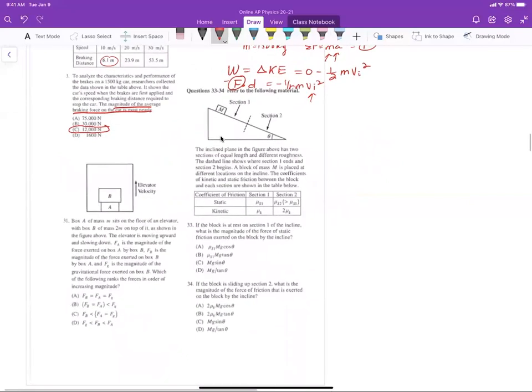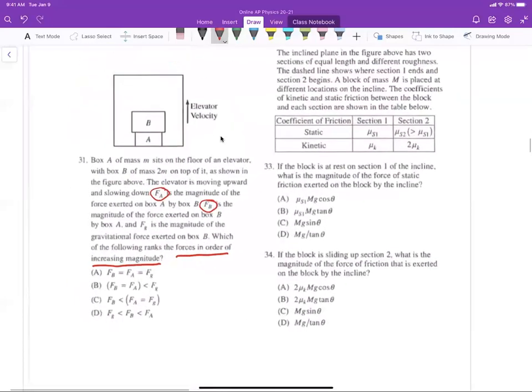Number 31, we have 2 boxes. They're sitting on an elevator. Which of the following ranks the forces in order of increasing magnitude? And they tell us FA is the magnitude of the force exerted on box A by B. FB is the magnitude of the force exerted on box B by A. Newton's third law pairs say that those have to be equal. I'm going to eliminate every single one that doesn't have that. So this doesn't have it, this doesn't have it. Notice this has it and this has it.